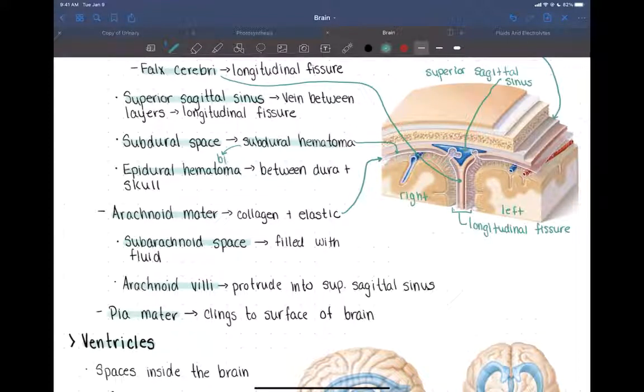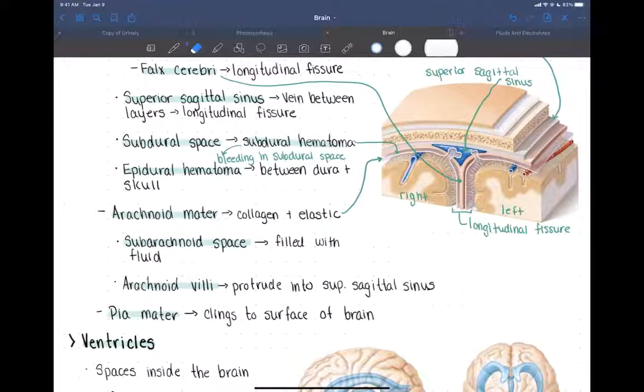So this is bleeding in the subdural space. Okay, so that's a subdural hematoma. You could also have an epidural hematoma. That would be a hematoma that occurs between the dura and the skull, right? So that would be up here. Between that periosteal layer and the skull would be an epidural hematoma.